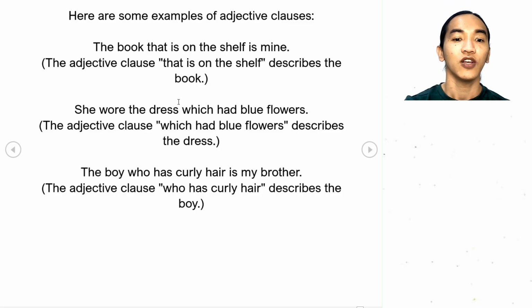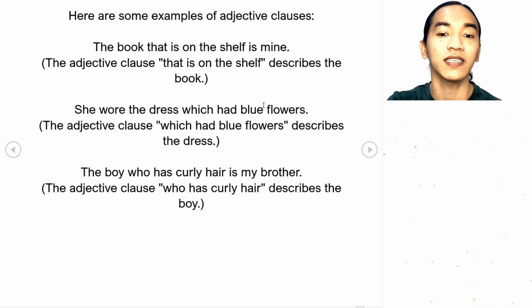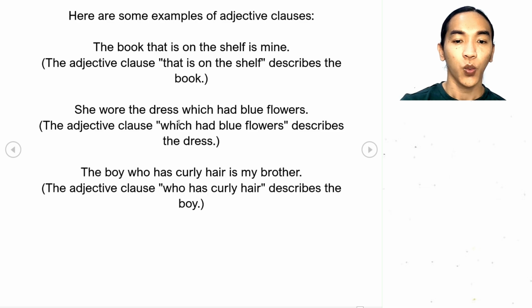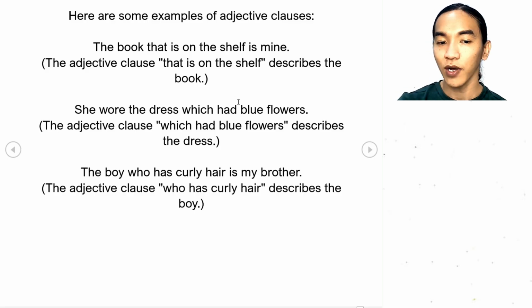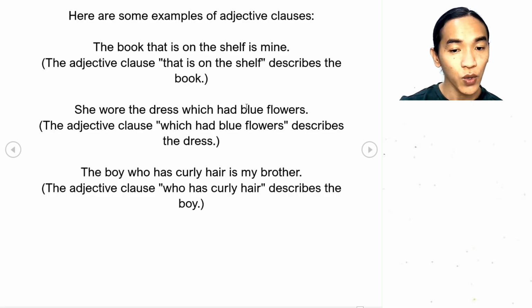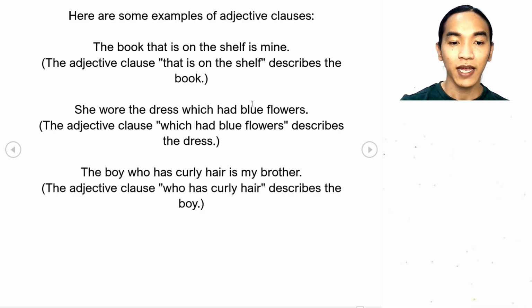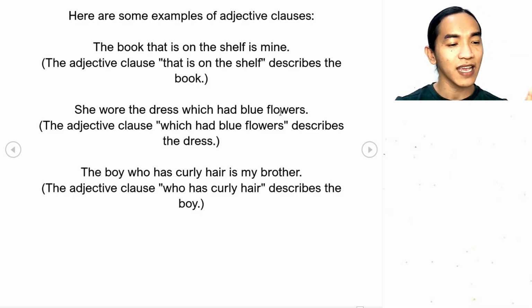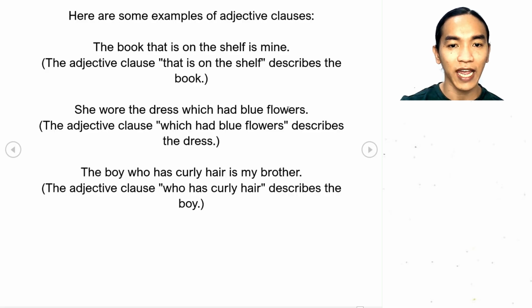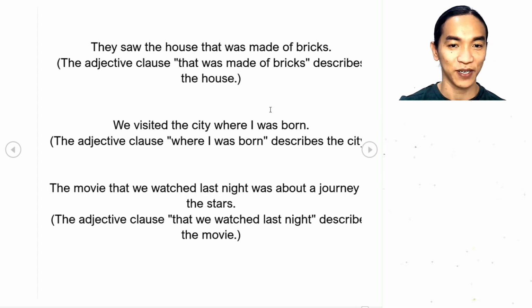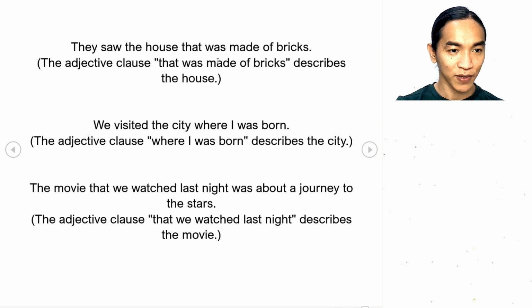Next one: she wore the dress which had blue flowers. Which had blue flowers here is your adjective clause describing the dress. Next one: the boy who has curly hair is my brother. So who has curly hair, describing the boy, is actually an adjective clause. I want you to think of example sentences that you can create and put an adjective clause with it. Now, moving forward, let's see more examples.